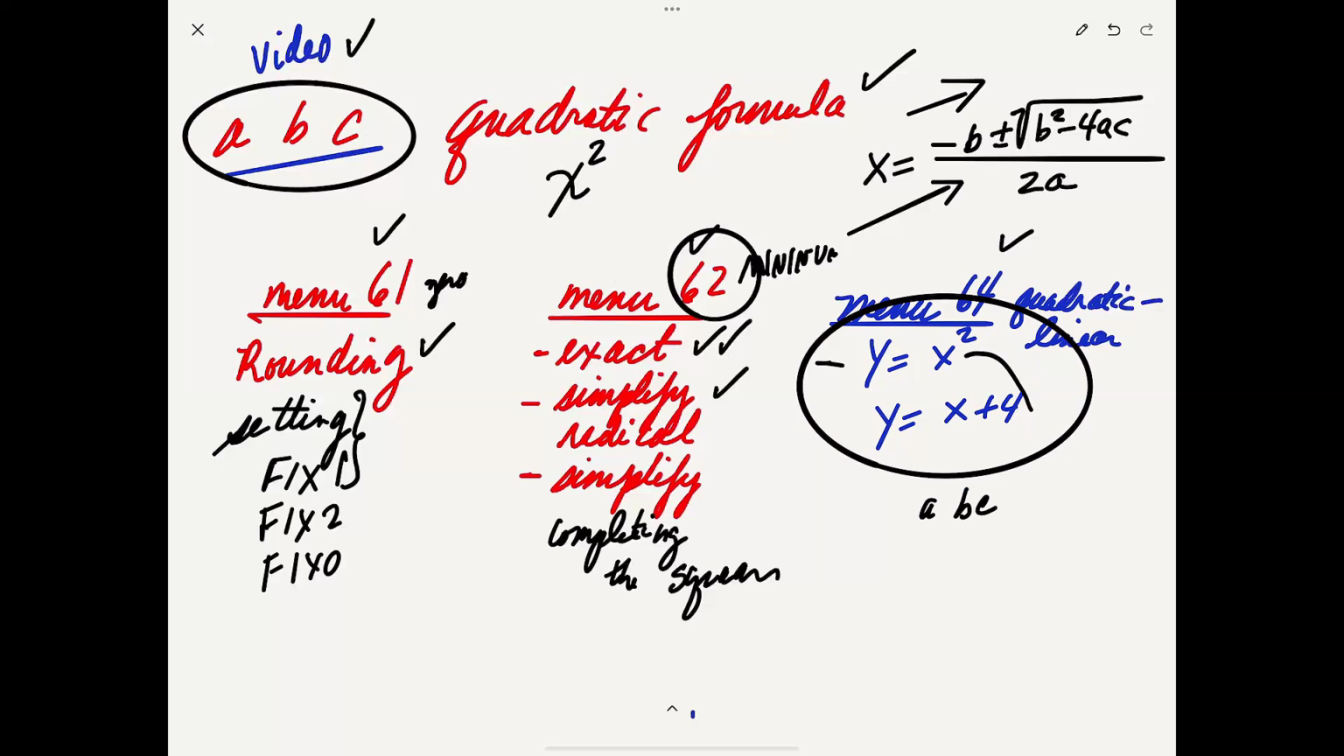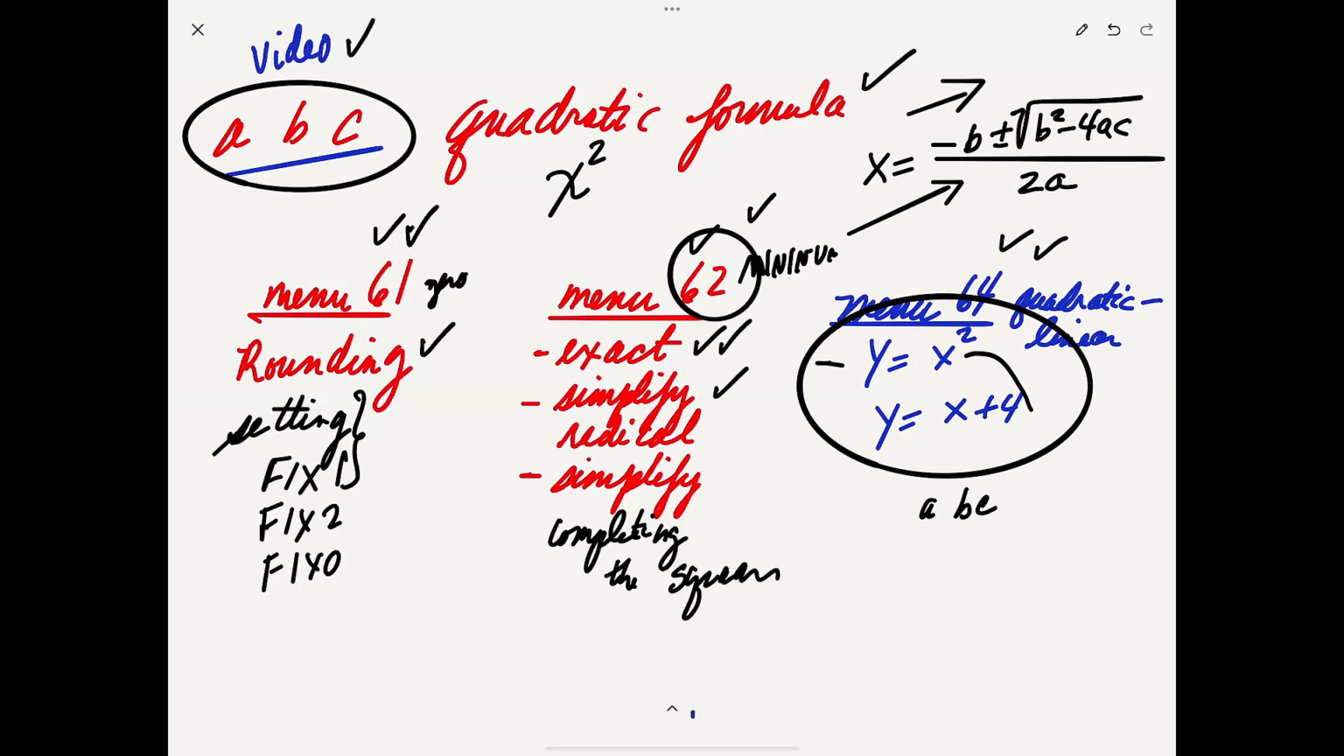Now, I'm going over this because I'm going to stop this, and then in my next video, I'm just going to start by doing questions. And it's going to be either menu 61, menu 62, or menu 64. As I do these questions, you should be doing them with me with your calculator, and you should be saying, oh, this one I can use menu 61. This one I can use menu 62 because they want the exact root, so I'm going to find the minimum. I'm going to use menu 64 for these.